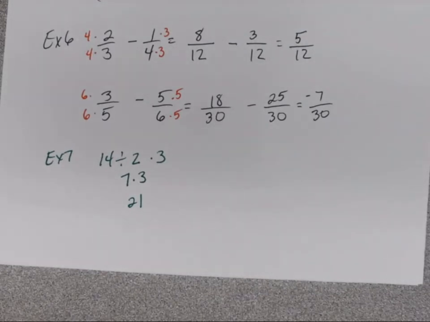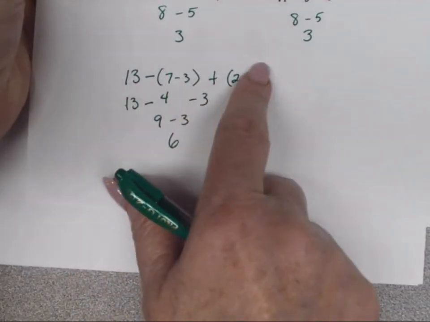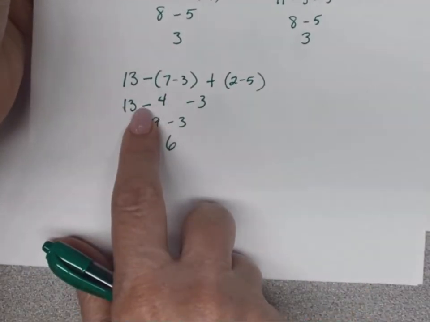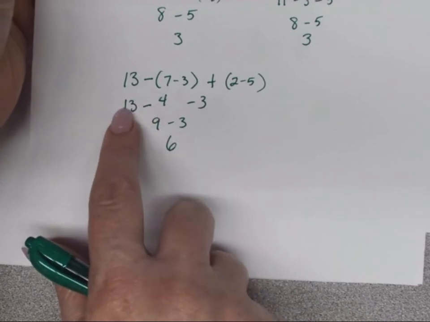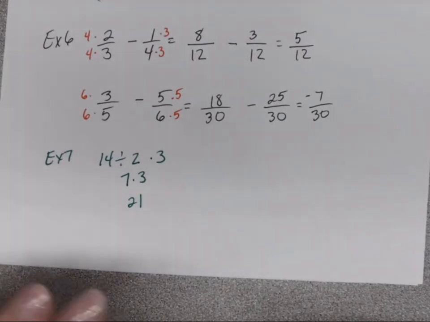Same thing happens with addition and subtraction. It's addition and subtraction from left to right, which you saw earlier when we did these problems. We took care of our grouping, and then we did the addition and subtraction from left to right. Okay, so it's the same process. It's not one and then the other. You do it all at the same time.